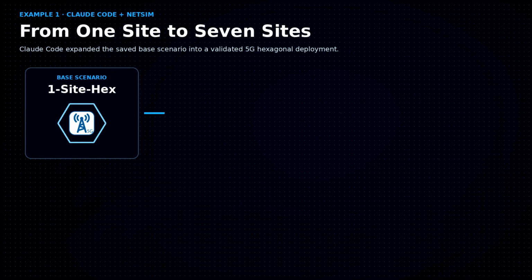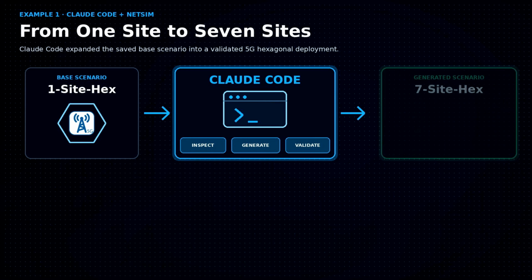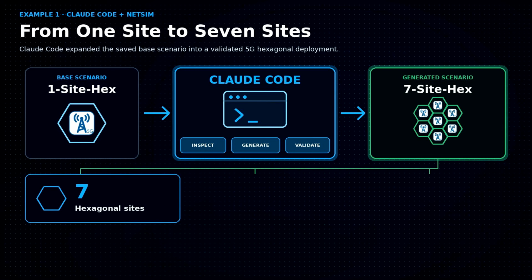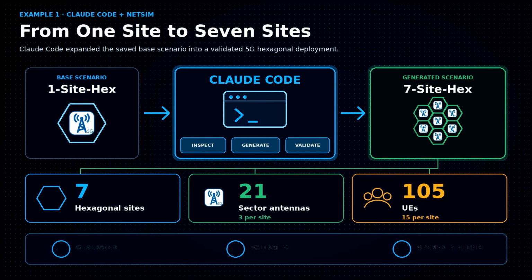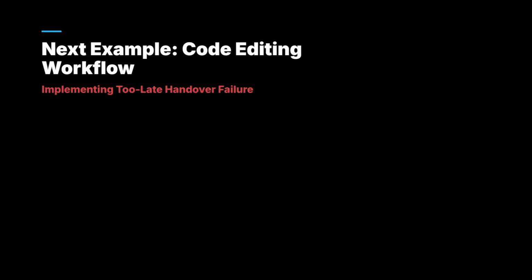To summarize this example, we started with one 5G site. The AI agent generated a 7-site hexagonal deployment with 21 sector antennas and 105 UEs. The files were generated, the configuration was validated, and it opened in NetSim. Next, let us look at a code editing example.